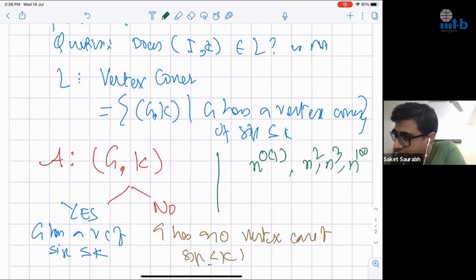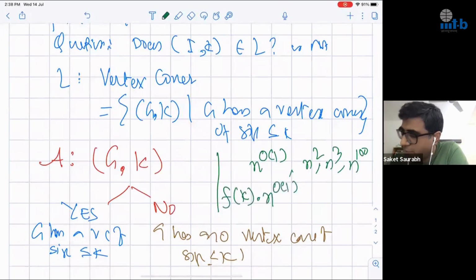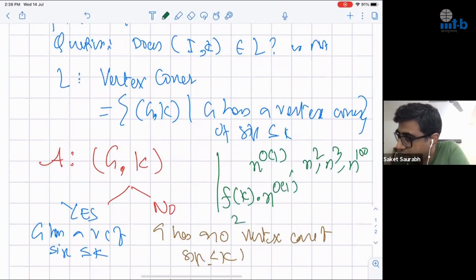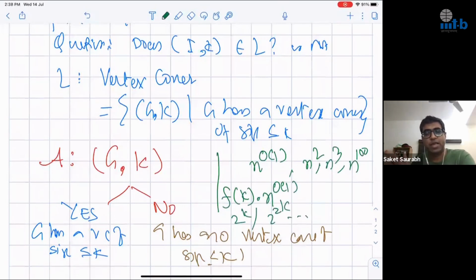But in parametrized complexity, I give you additional power and say, hey, you can take any algorithm with running time f of k times n to the power big O of 1. For example, f of k could be 2 to the power k, which you might have seen for vertex cover. That is the basic difference between parameterized and classical algorithms: classically, we only allow polynomial time, but in FPT, we allow a dependence on the parameter f of k, while the dependence on the input size should be purely polynomial.